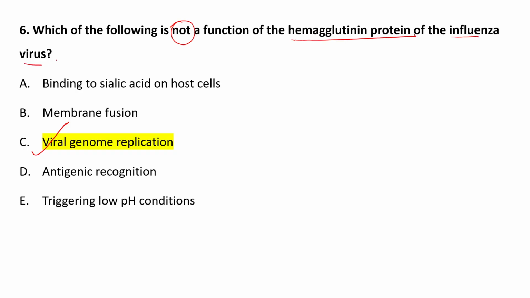Binding to sialic acids on the host cell is its main function. And membrane fusion is also a role of the hemagglutinin protein. Then antigenic recognition, yes, only after the antigen recognition can it bind or attach to the surface. And triggering low pH condition, yes, outside the pH is already low there. So viral genome replication is not a function of the hemagglutinin protein.